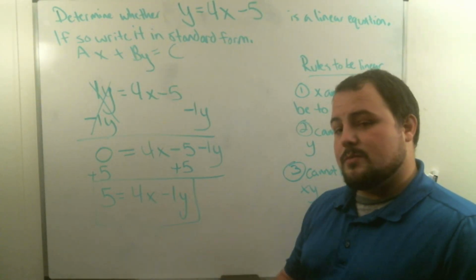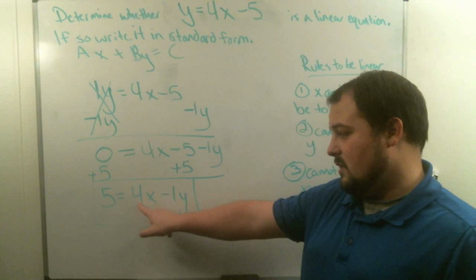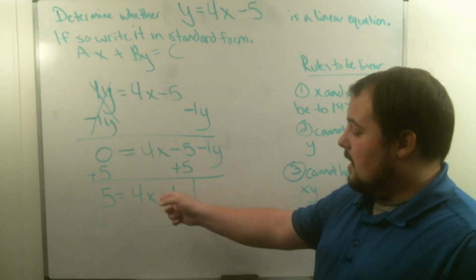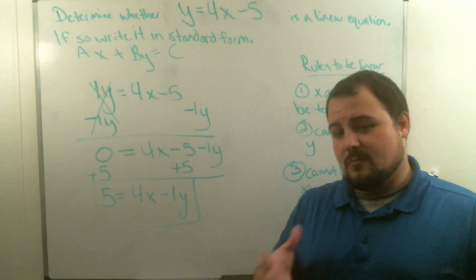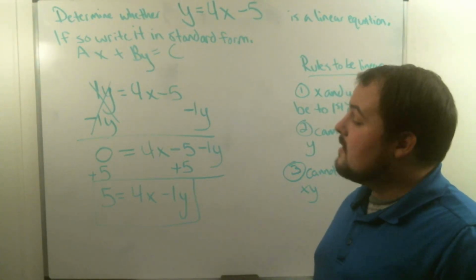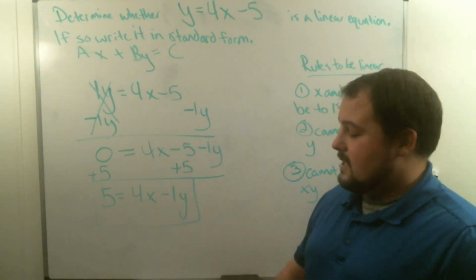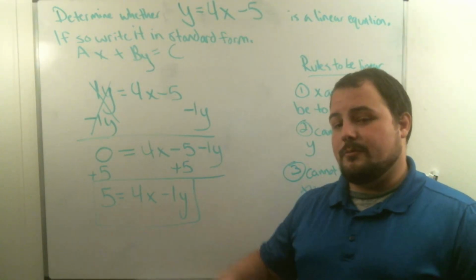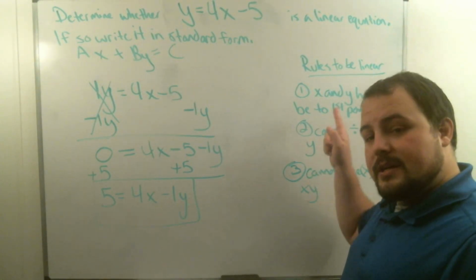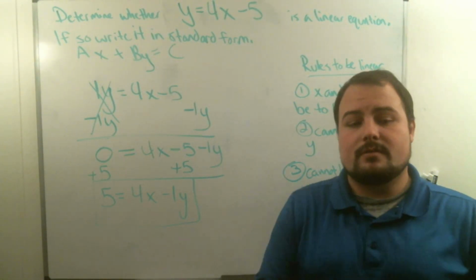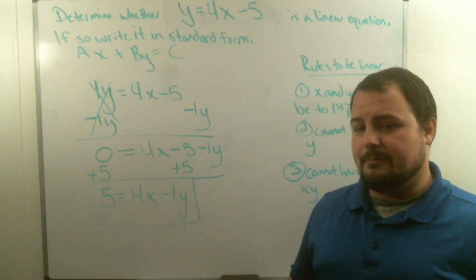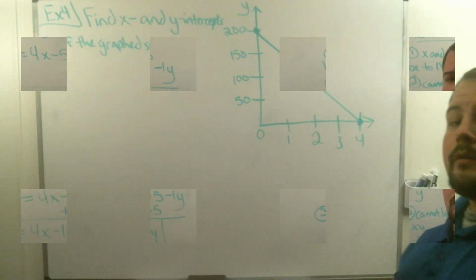Again, the number that's with x always has to be positive. We have a positive number with x. They're all integers. And it doesn't matter what number's with y. What matters is that the number with x is positive. So we have x and y on the same side. They're all integers. And we have a number by itself. That's standard form. We knew it was linear because it passed all 3 rules. So let's keep moving, and then let's actually go into graphing linear equations in standard form.